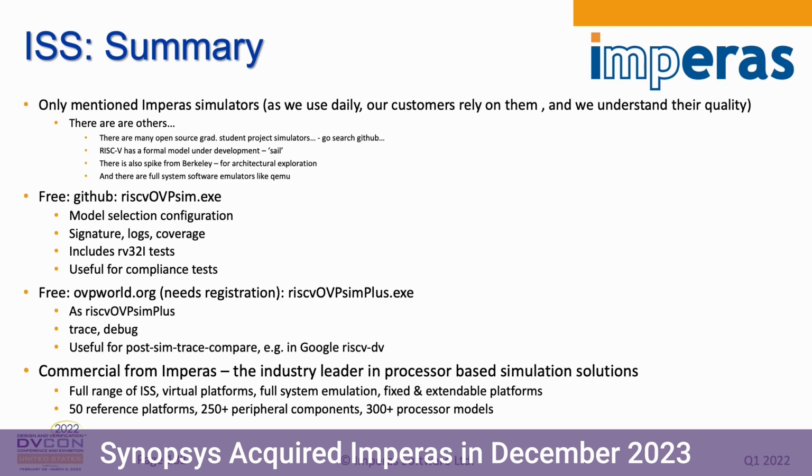And what we showed you here is really a couple of the free simulators from GitHub: RISC-V OVPsim, which is really useful for compliance level work, and then RISC-V OVPsim plus, which is really for more detailed simulations because you can get full trace and debug out of it. And that can be used in the Google RISCV-DV instruction stream generator flow as a post-simulation trace compare reference. And then we just showed you a couple of things around the Imperas tools, where we have a full range of ISSs, virtual platforms, full system emulation, extendable platforms where we have hundreds of models, components and peripherals, and can simulate an awful lot of operating systems running on top of them.